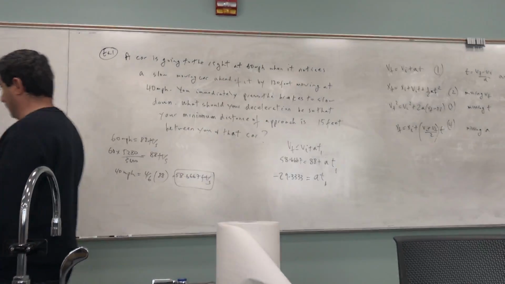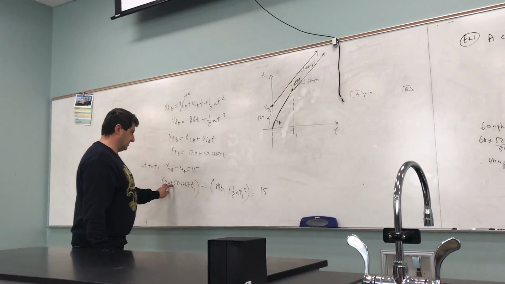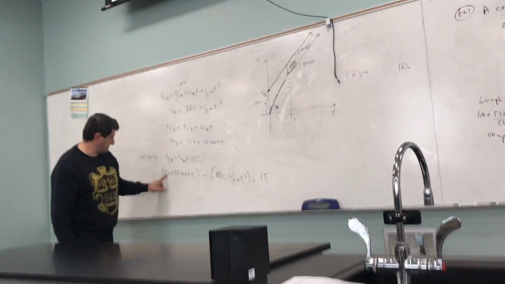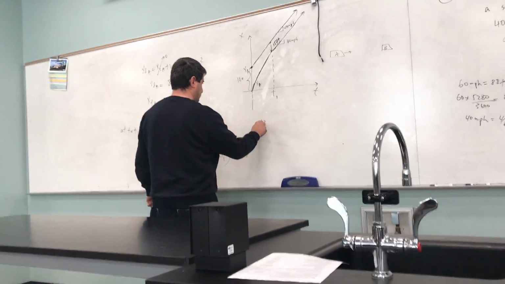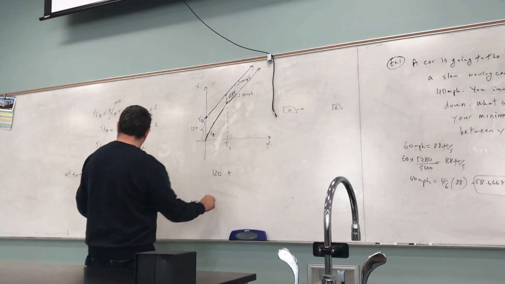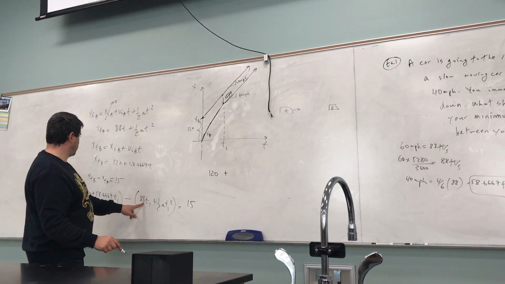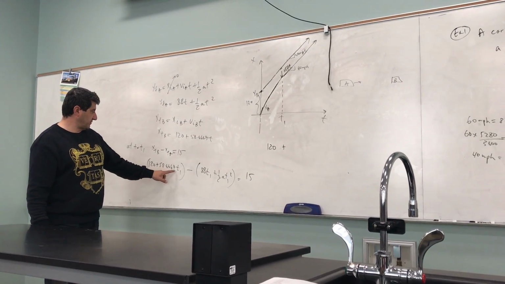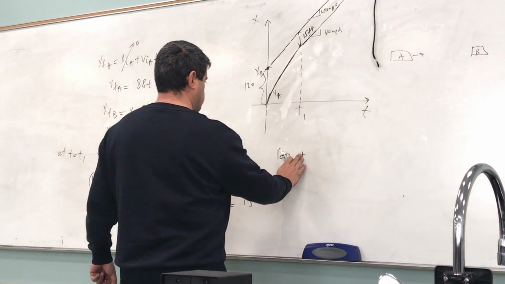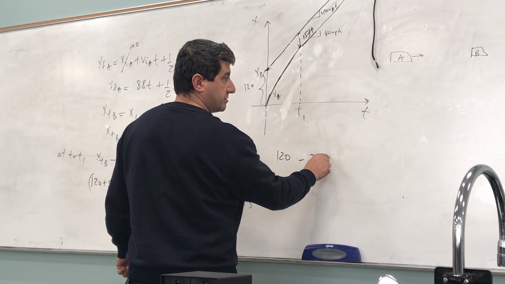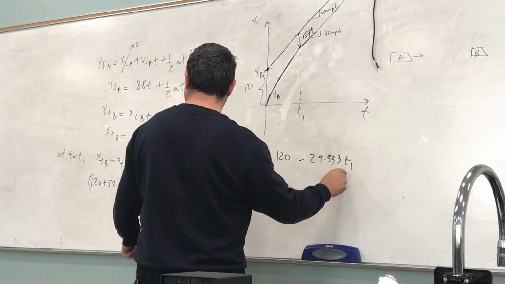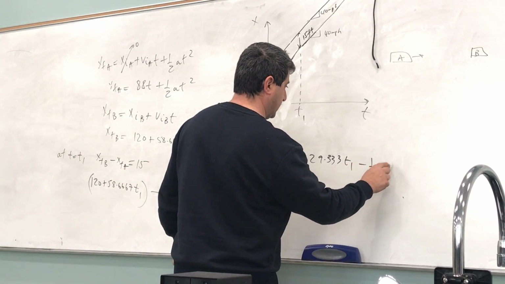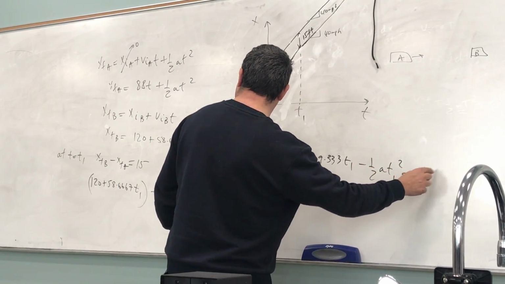Okay, so then you're gonna have this. We can combine these guys, right? 120 plus this minus this is gonna be what? 58. Oh, that's the negative 29 again. Negative 29. 0.333 T1, and then negative distributes into this, and you get what? Negative half a T1 squared, that's equal to 15.